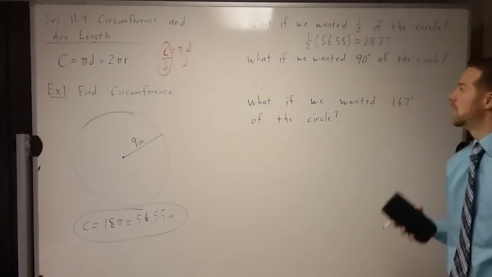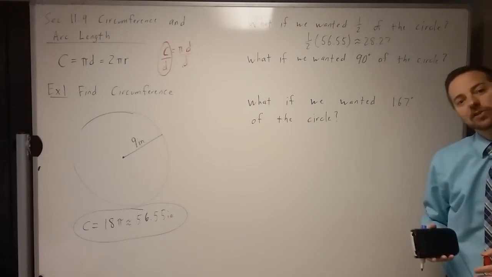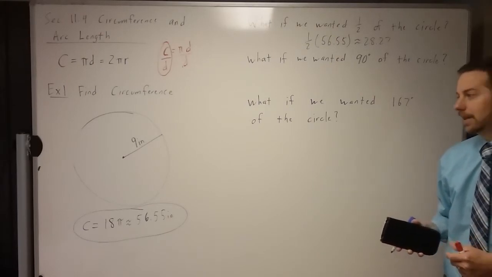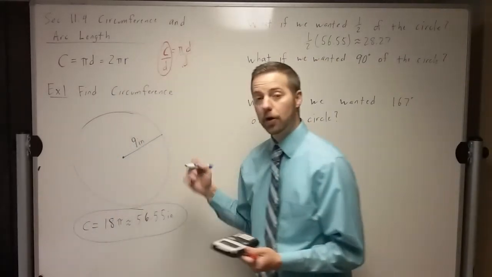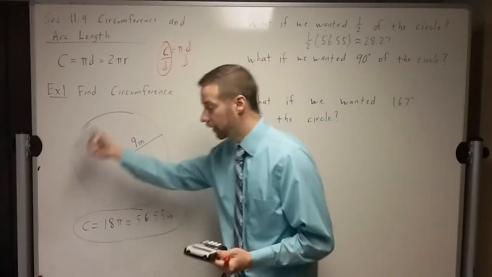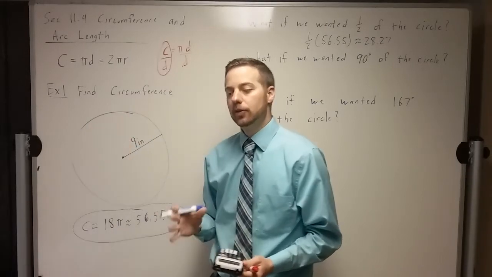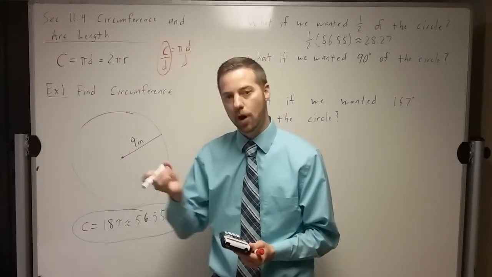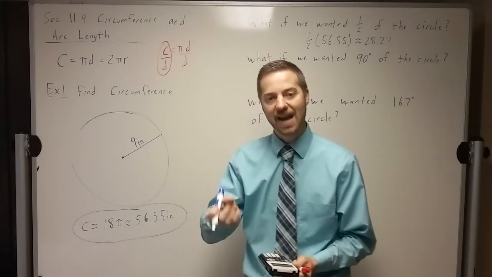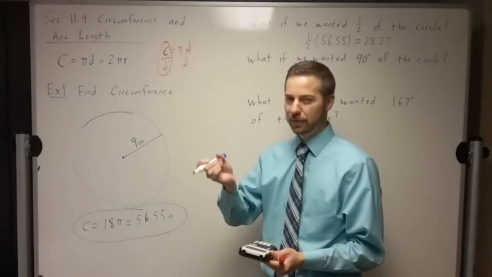All right, what if we wanted 90 degrees of the circle? Now this is a little harder because a full circle, we know from what we've done with arc measure already this year, is 360 degrees. So here's kind of what we have to think. What fraction of the circle are we using if we're using 90 degrees? Think about that for a second.